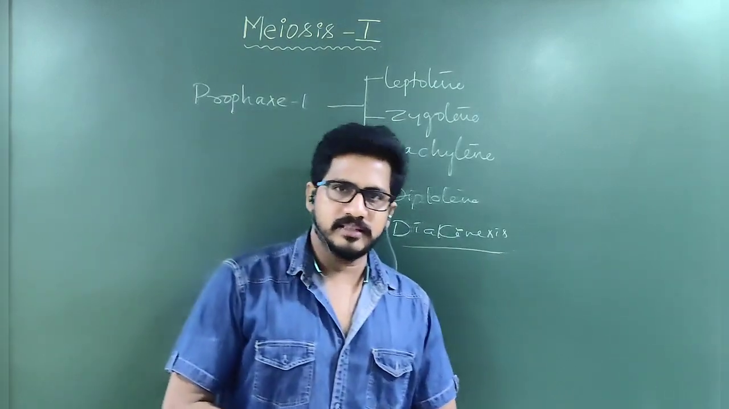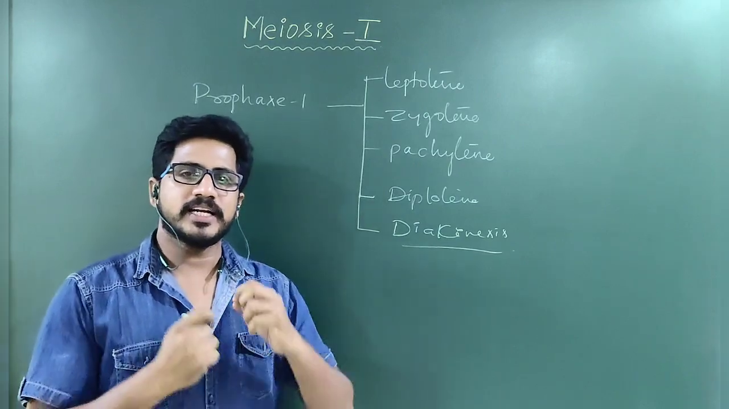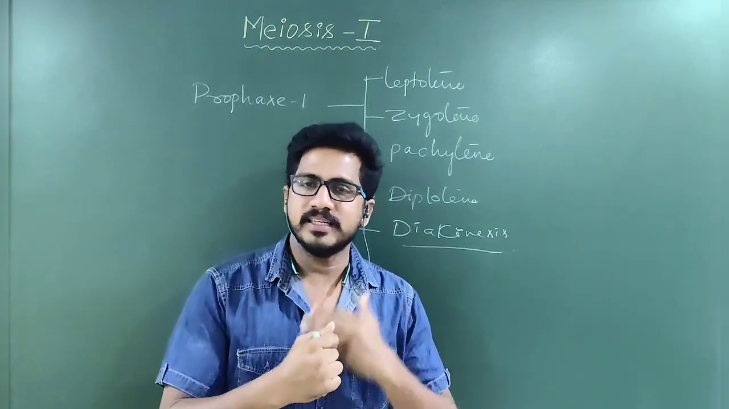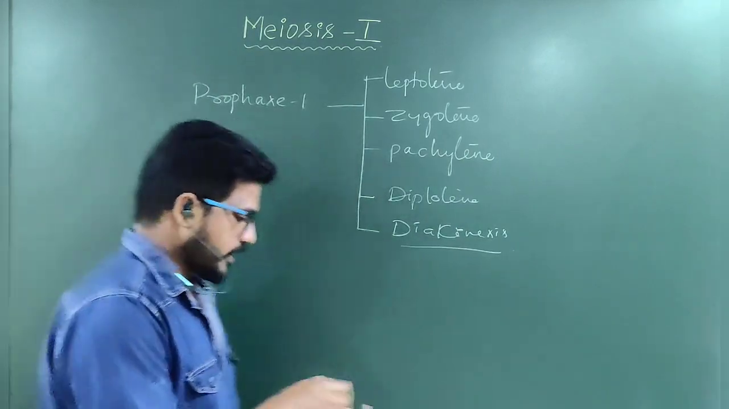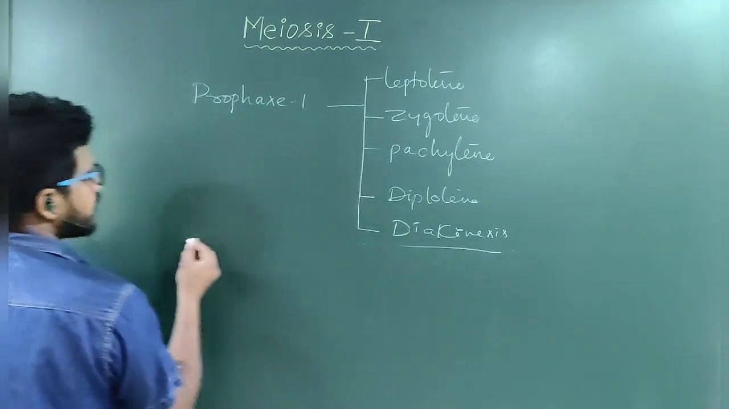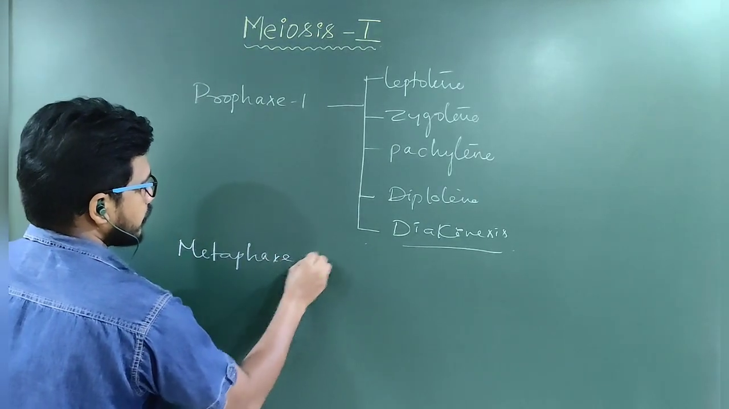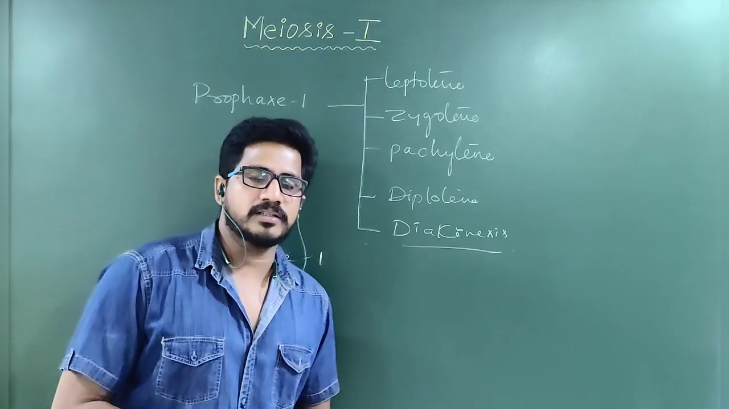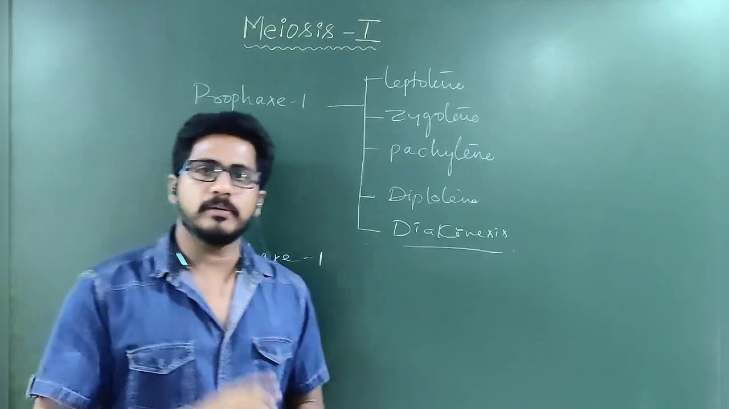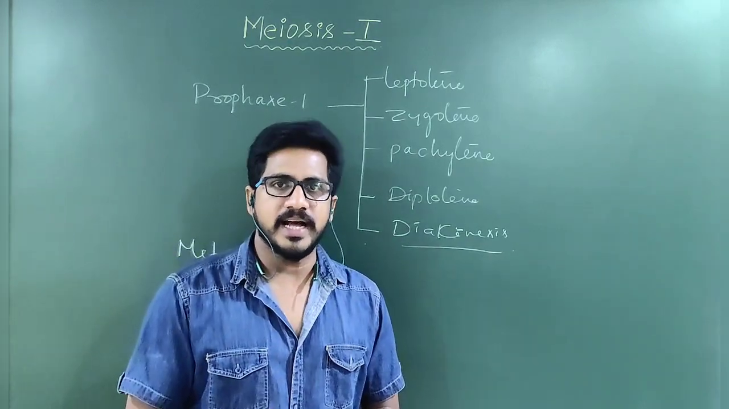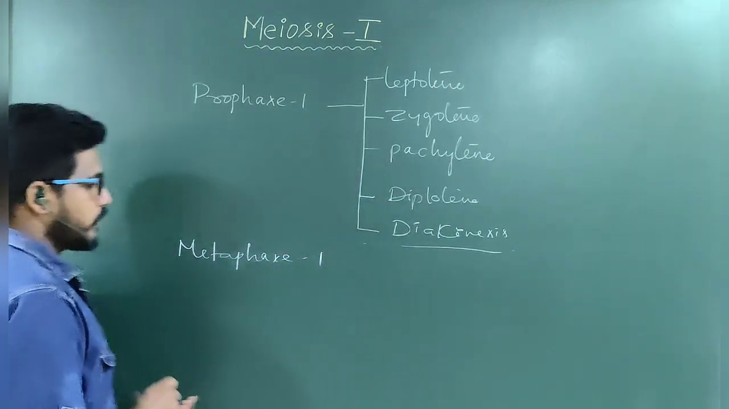In diakinesis, there is the disappearance of the nuclear membrane and nucleolus, and the centrioles move towards the poles, and the next phase is metaphase 1. So after diakinesis, what will be the next phase? Metaphase 1. We have to mention metaphase 1, otherwise it will be considered as mitotic division. Mitotic division has only one metaphase, but meiotic division has two metaphases. That's why metaphase 1 and metaphase 2 will be known.